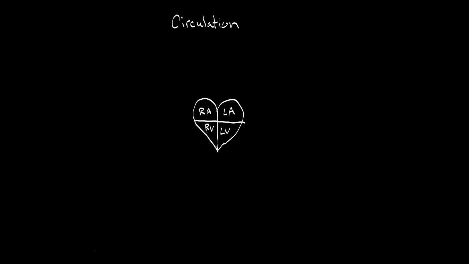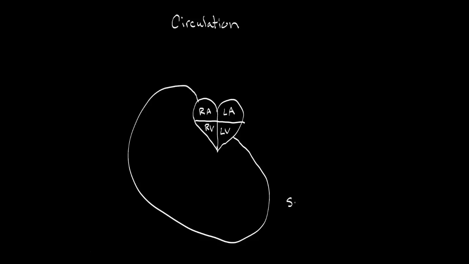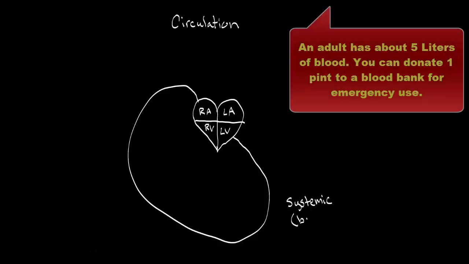So the heart works pretty much as a double pump system. First, you have a loop going from the left ventricle throughout the whole body and up to the right atrium. This is called the systemic loop. And that's because it goes throughout your whole body. So this is going to the whole body.